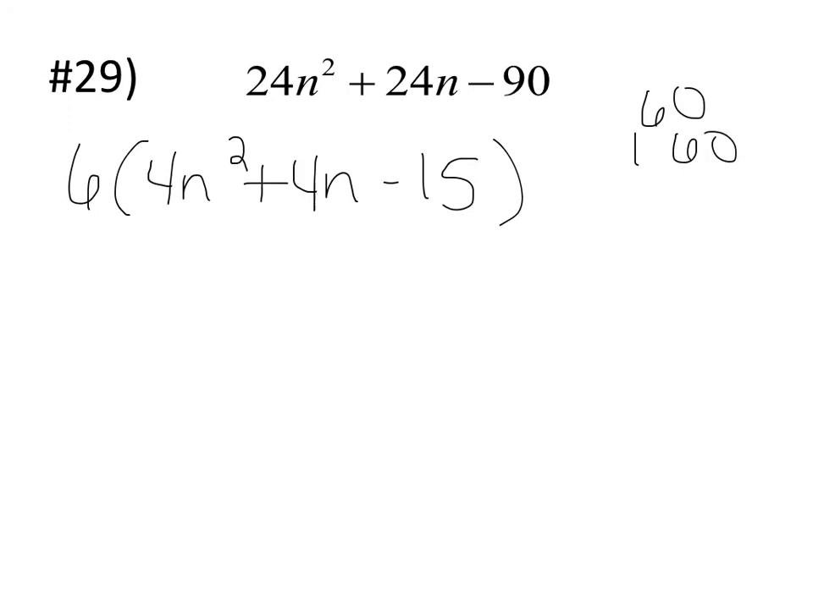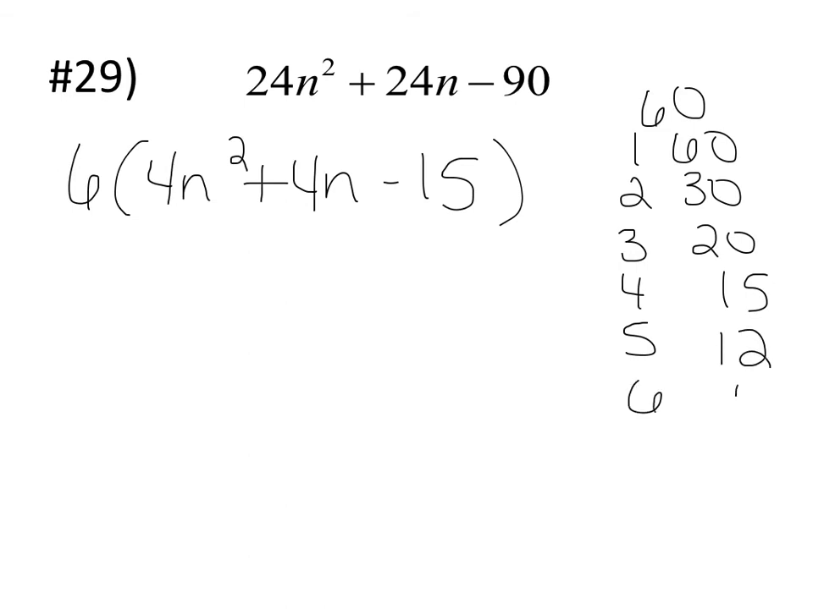So I've got 1 and 60, 2 and 30, 3 and 20, 4 and 15, 5 and 12, 6 and 10. 6 and 10 can give us 4. 7 doesn't go. 8 doesn't go. 9 doesn't go. And we already have 10 here, so we know we've got them all.